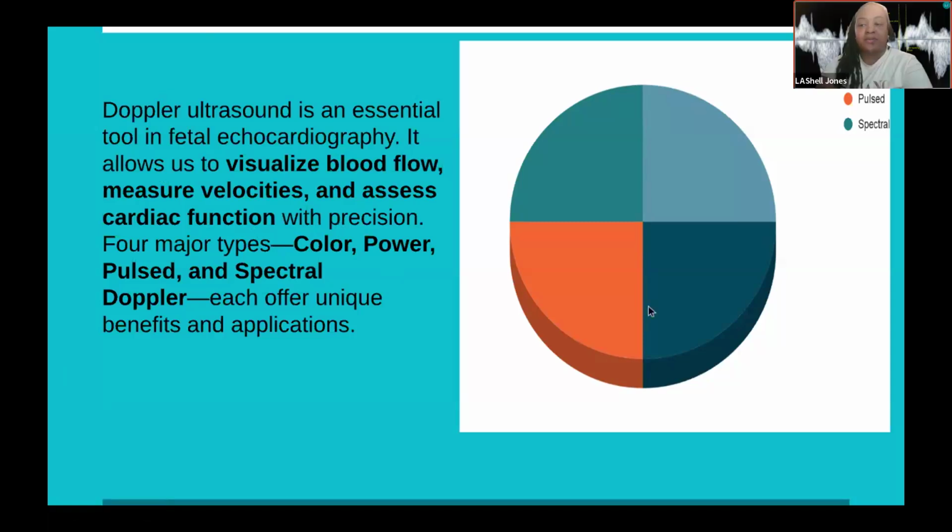All right, so let's go back. So Doppler ultrasound is very important, and it's an essential tool in your fetal heart screenings and assessments, especially dealing with the fetal echoes. It allows us to visualize blood flow, measure velocities, and assess cardiac function. By doing that, there's four major types that we use: the color, power, pulse, and spectral Dopplers. Now, each one of these offers very unique benefits and applications, and so we're going to go through each one, okay?